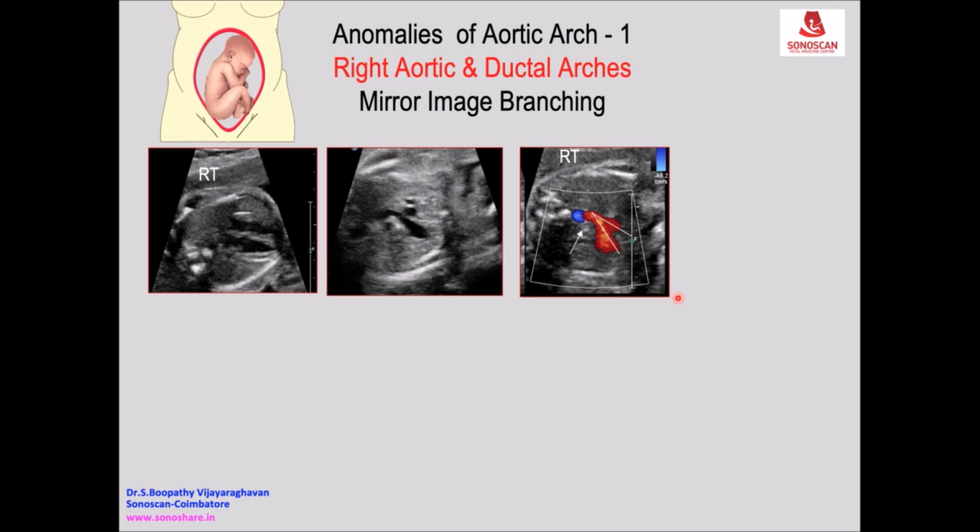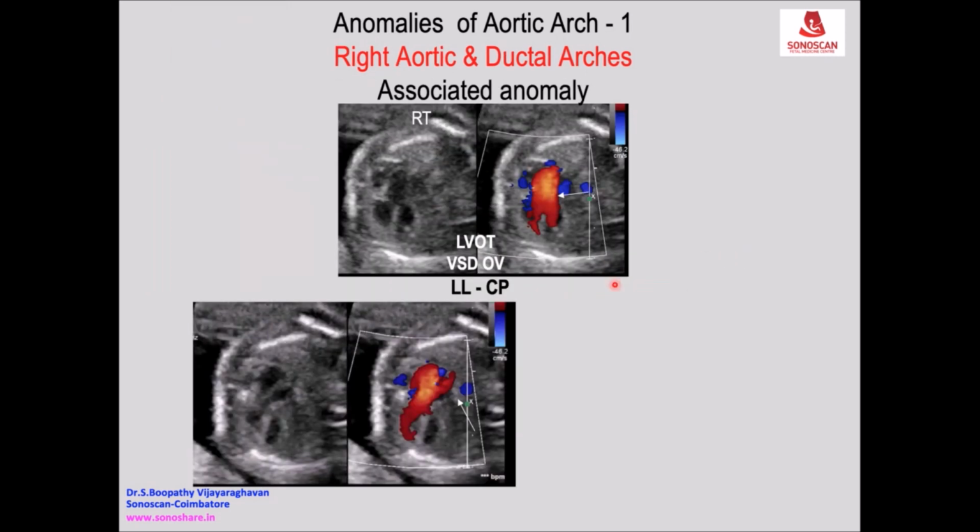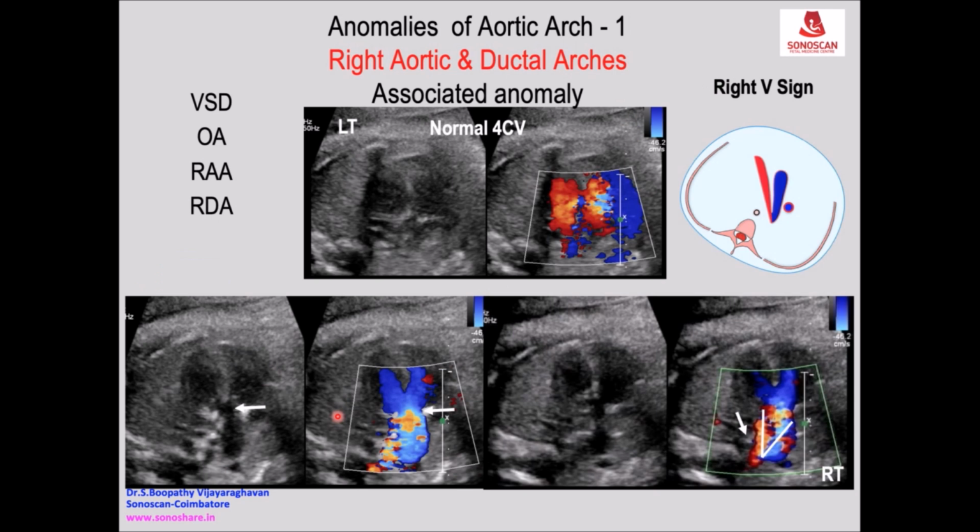The right side is anterior, so the flow in both arches is towards the transducer. When you make a sweep towards the 3VT, you see the right aortic and ductal arches forming a right V with overriding of the aorta. When you come to the three vessel trachea view, you see the right aortic arch and right ductal arch to the right of the trachea. This arrow is the trachea.